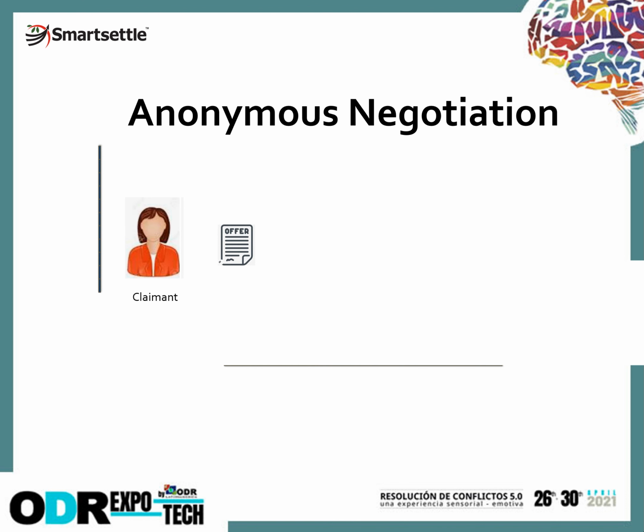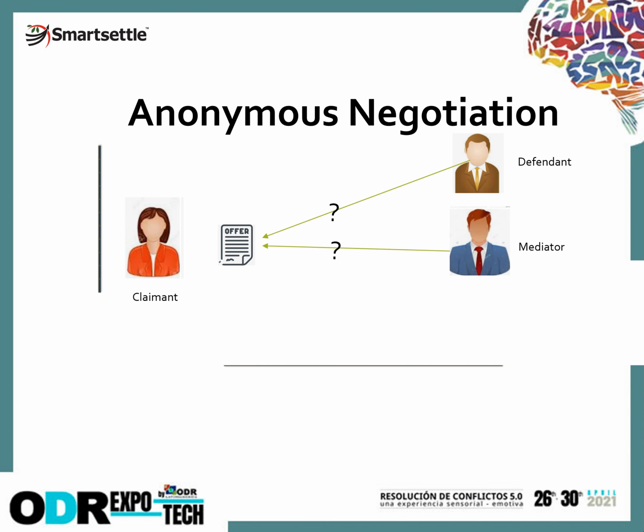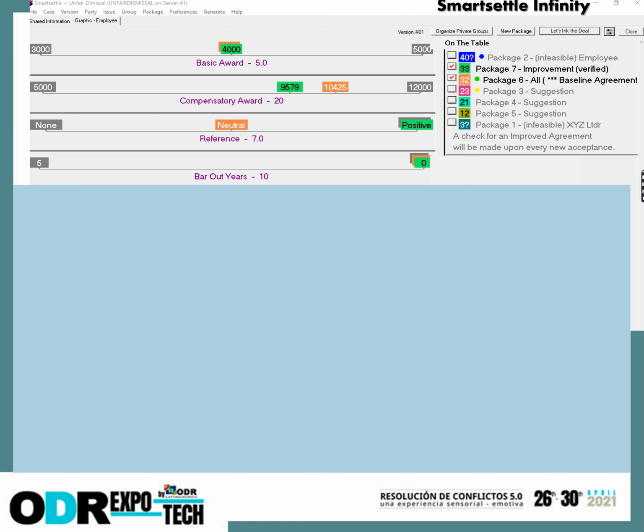So, anonymous negotiation. This is where a person receives an offer and they don't know if it came from the other party, if it came maybe from a mediator who suggested it, or actually, the interesting bit, whether it may have come from the machine. Now, of course, if that is the case, it's going to aid the objective assessment of the offer, and that was going to improve negotiation.